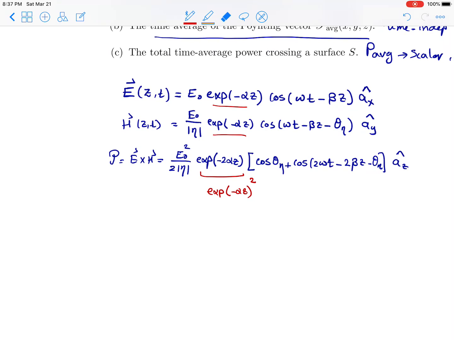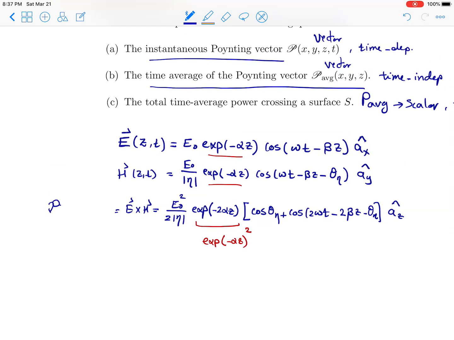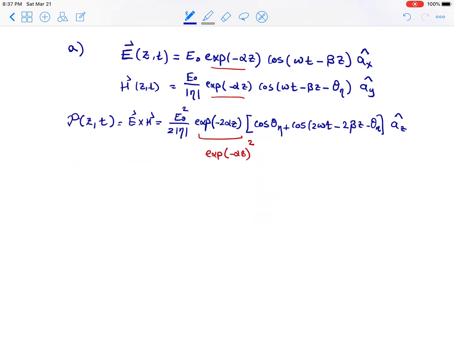So in this case, let me write it in a better way. This is the instantaneous Poynting vector. Since here we only have a z component, the Poynting vector is written in terms of the z component here. So this is part A.